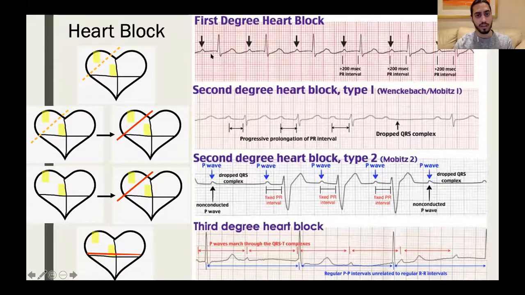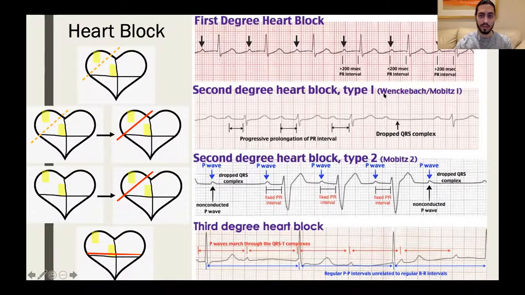First degree, you've just got a consistent but prolonged PR interval, as you see here. You're not dropping any beats, you've just got a long PR interval. That's sometimes natural, can be caused by some problems. Some people live with that their whole life, not a big deal.